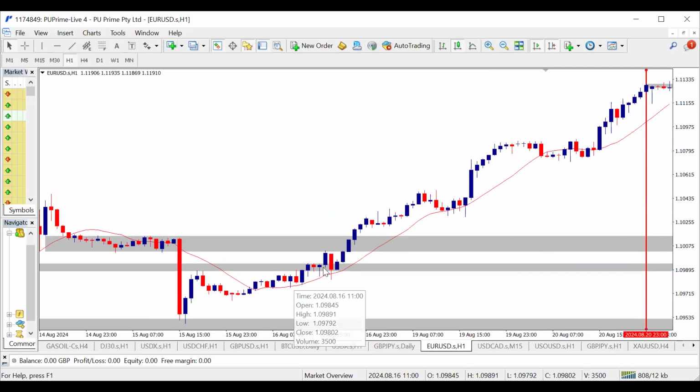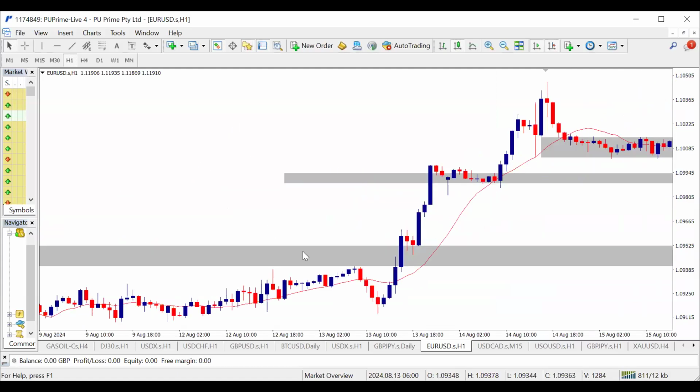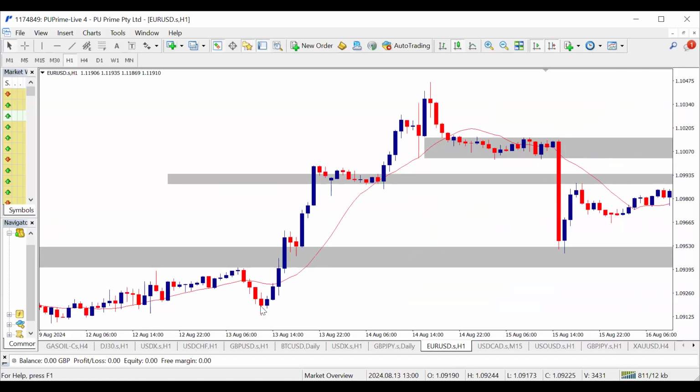Also, the same thing. This is a hammer and continuation. Put your stop loss below. Then you continue these pairs. Okay, so we have a whole lot of them. You can see this is a tweezer bottom because it's found at the support level.